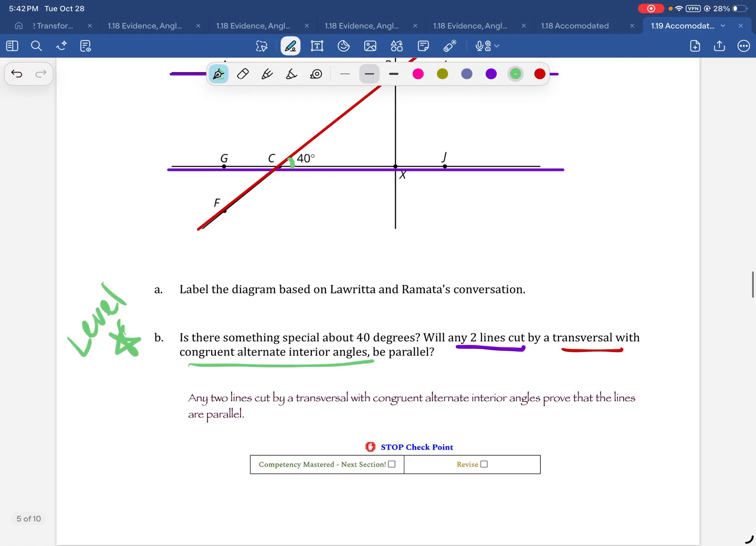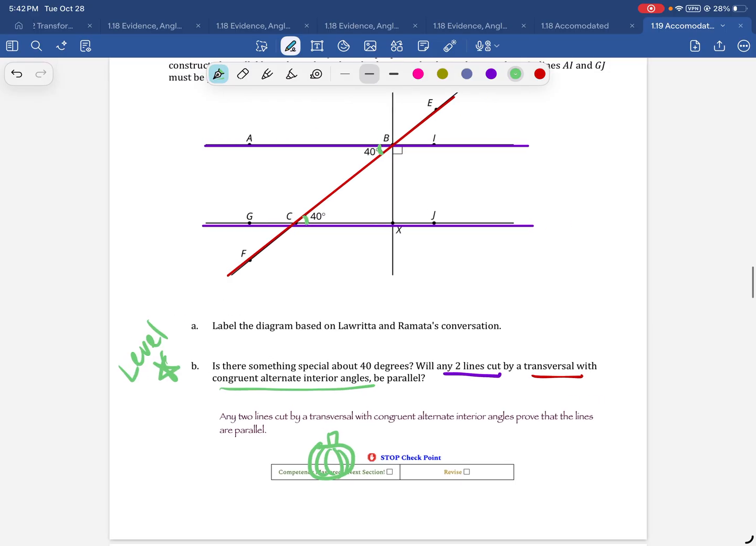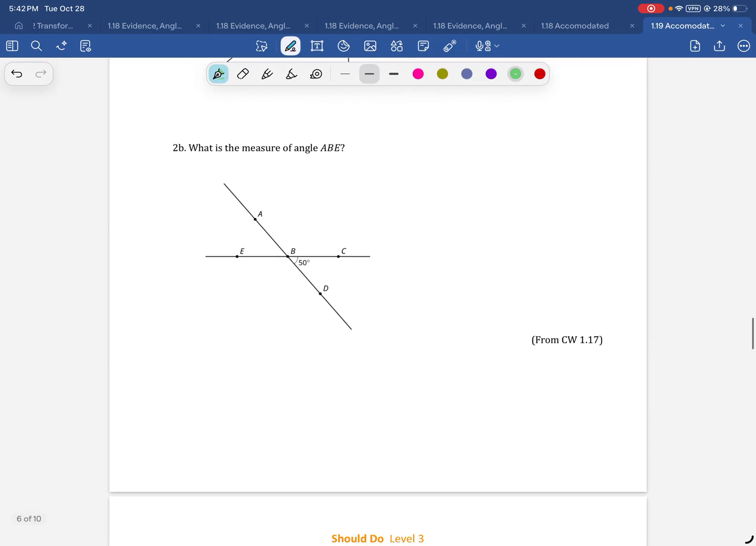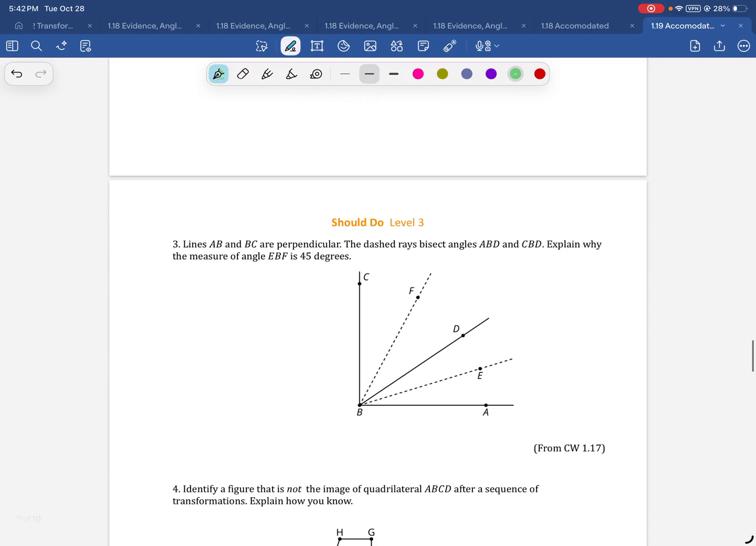So once you have this down, put a pumpkin. And use this to help you with one of the levels, I forget.